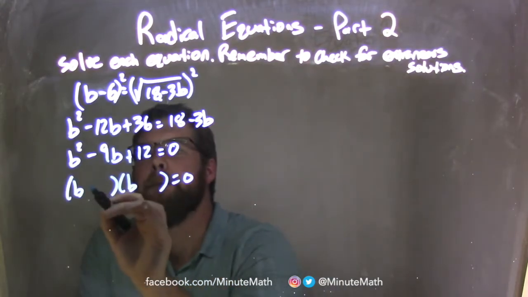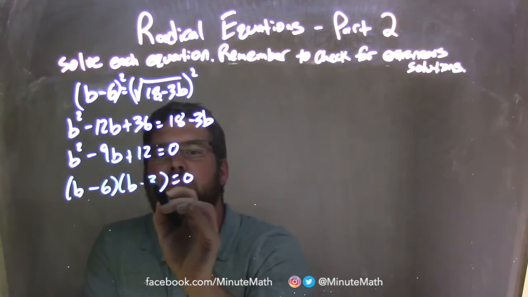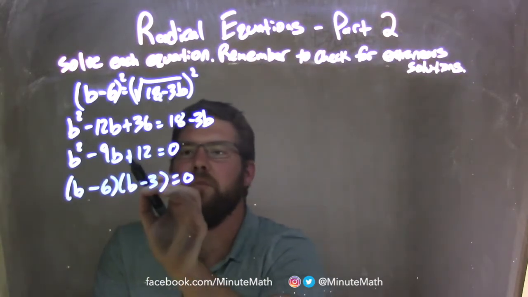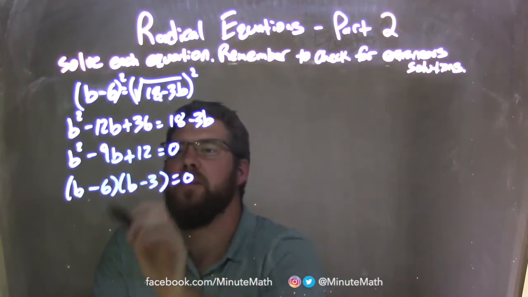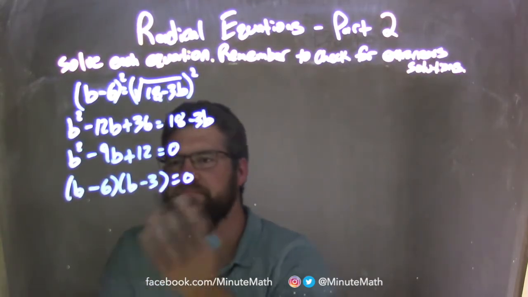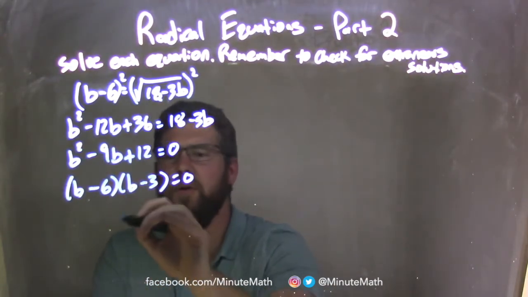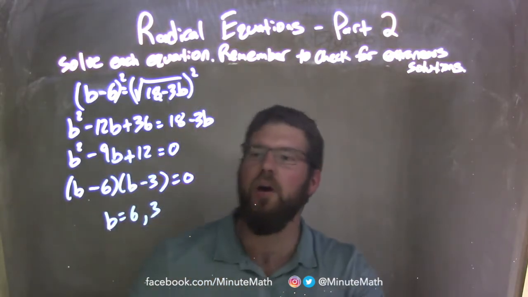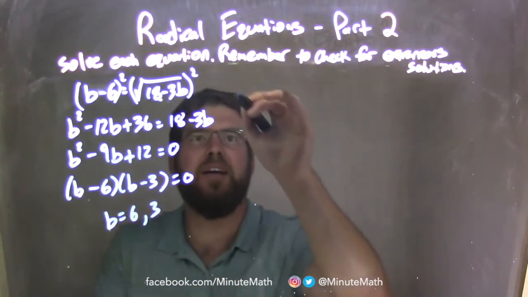Okay. Minus 6 and minus 3. Those are the two numbers I was thinking. Negative 6 times negative 3 is a positive 12, and if I add them together, they become a negative 9. Okay? So I set both of them equal to 0, and I get b equals a positive 6 and a positive 3. So those are the two I need to check now.